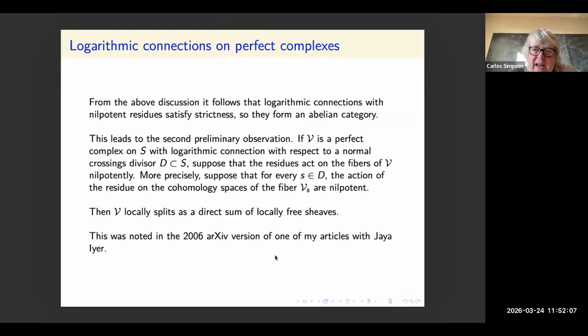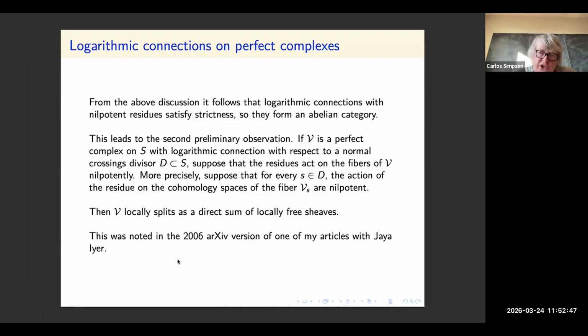I mean, it's a somewhat subtle, new, different fiber functor on the category of vector bundles with nilpotent endomorphisms. Then we can make another observation, which we showed with Jaya Iyer in the arXiv preprint version of one of our articles from 2006. Suppose we have a perfect complex on S with logarithmic connection. What that really means is a perfect complex on what we'll see in a minute, the logarithmic de Rham stack. And suppose that the residues act nilpotently on all the fibers of this perfect complex.